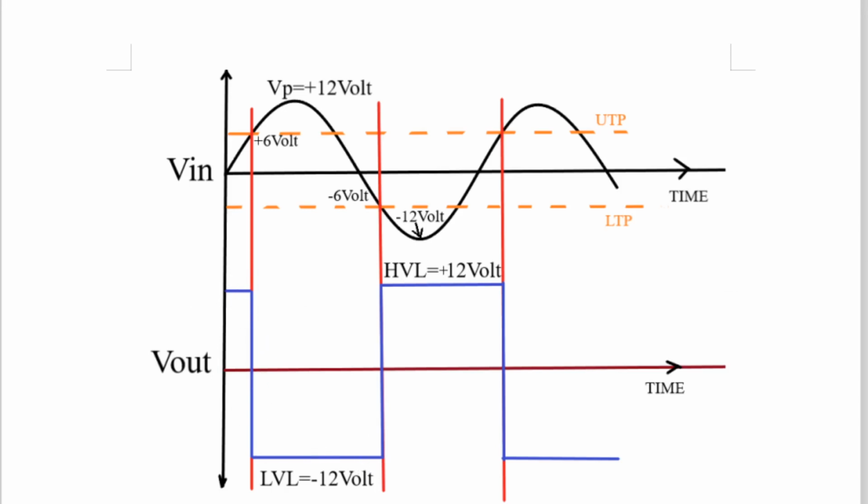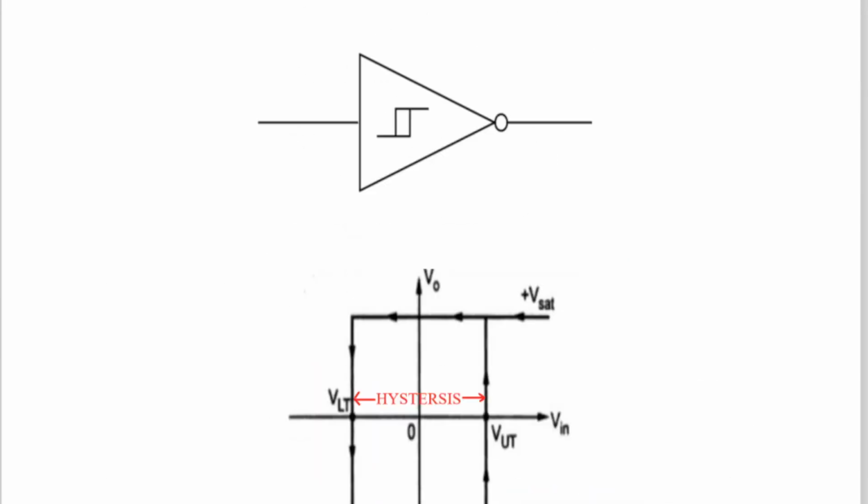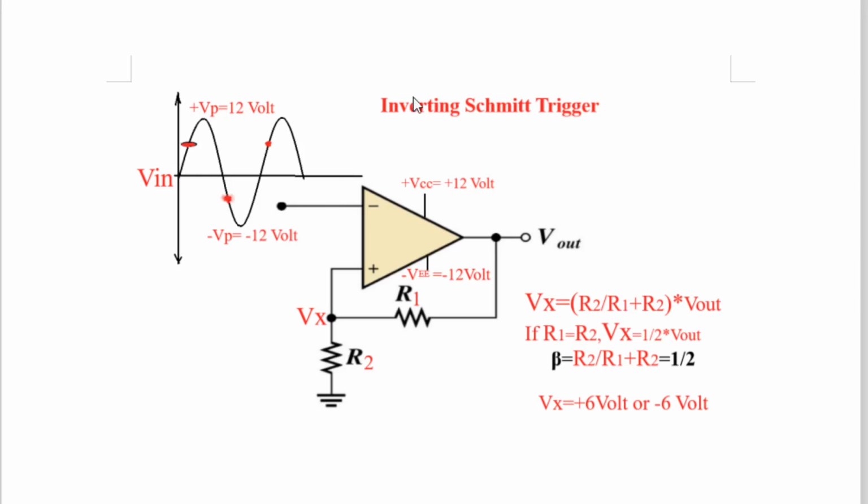And then the circuit will go on continuing accordingly, and at the output either HVL or LVL will be there. So in this way, this is called the working of inverting Schmitt trigger. Here we have considered R1 equal to R2. You can change the values of R1 and R2. If you change the values of R1 and R2, what will happen?